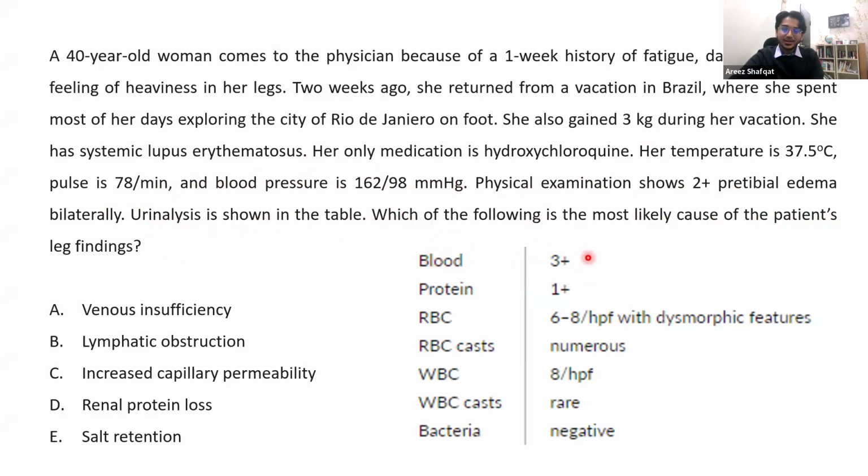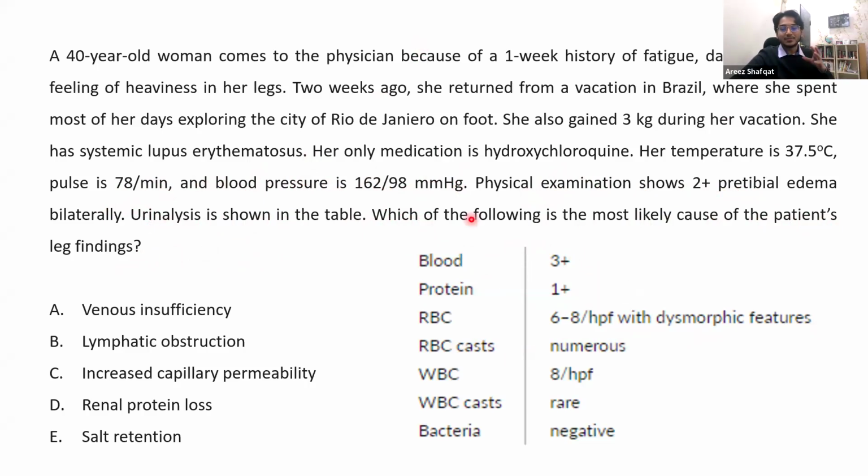Now, she has blood in her urine 3+, so she has hematuria. She doesn't have a nephrotic syndrome because proteins are only 1+. She has RBCs in urine with dysmorphic features, and she has RBC casts, which is characteristic of nephritic syndrome, right? Then they're asking which of the following is the most likely cause of this patient's edema?